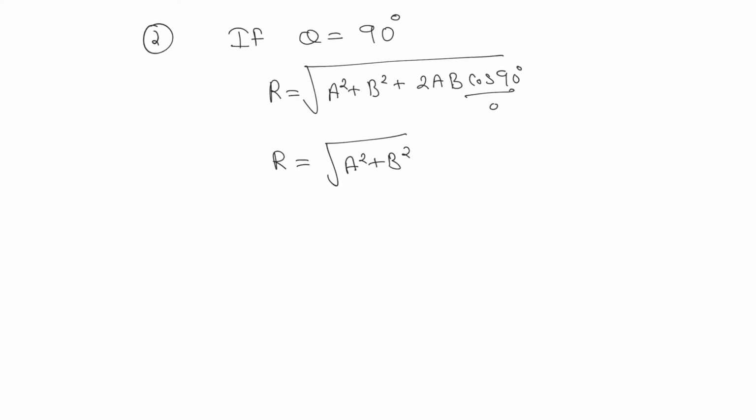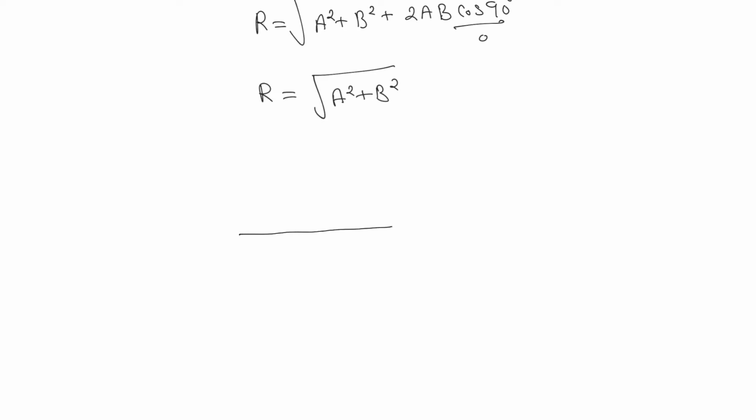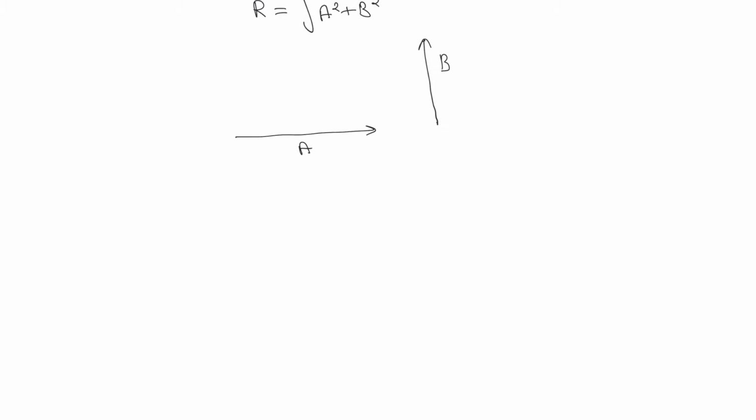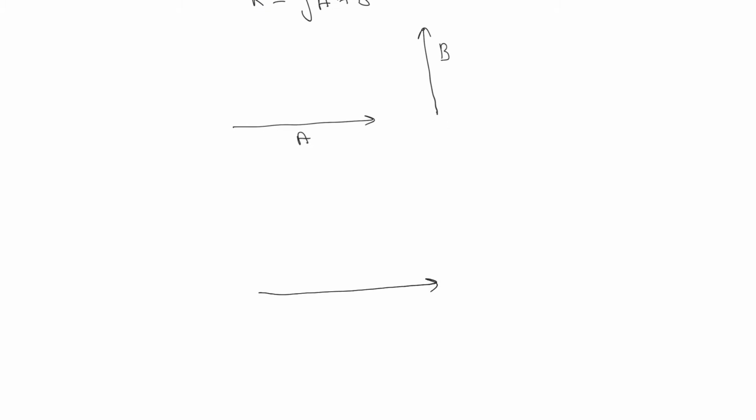Now we can also represent this physically. Suppose you have a vector towards the right and a b vector in this direction, so that the angle between a vector and b vector is equal to 90. If you add these two vectors, with this as our a vector and this as our b vector, we get this resultant vector. According to the Pythagoras theorem, we can directly write its magnitude as under root of a square plus b square.